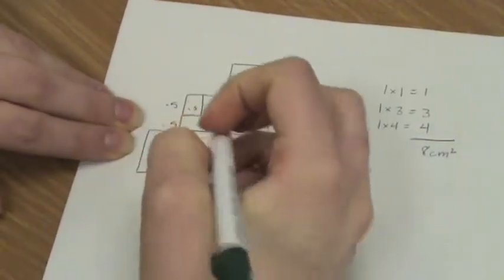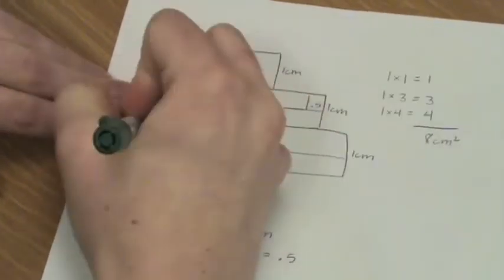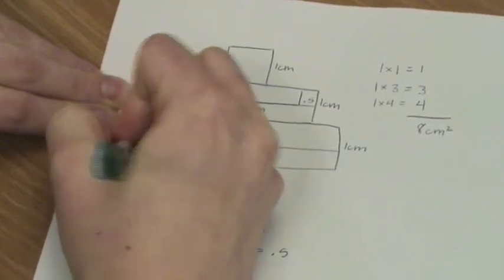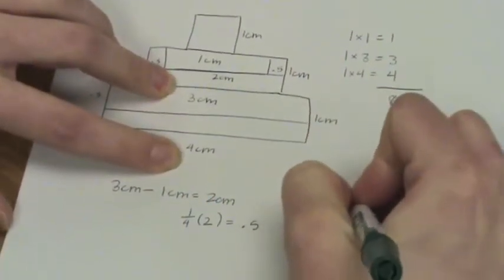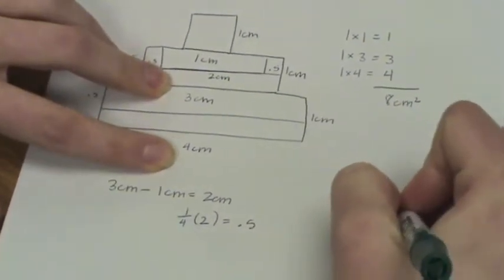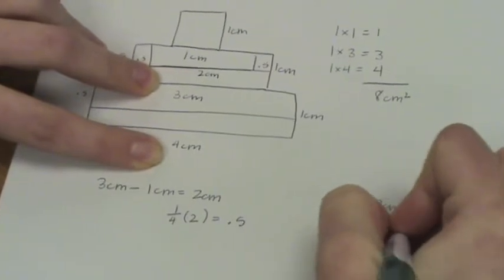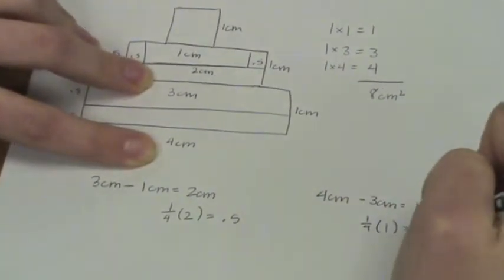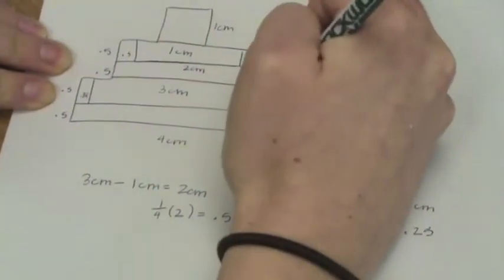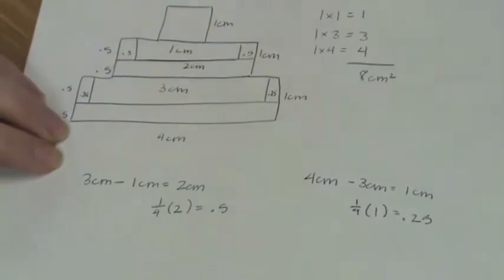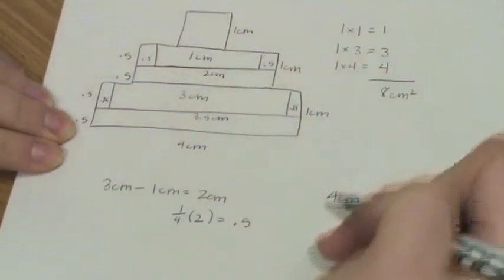Then we will repeat the same process on the bottom section. So we're going to get 2 half-centimeter sections, like so. We'll take the difference, which will be 4 centimeters minus 3 centimeters, which is 1. 1/4 of 1 is 0.25, so then we will take 0.25 off of each end of that 4 centimeter section to get a 3.5 centimeter section.